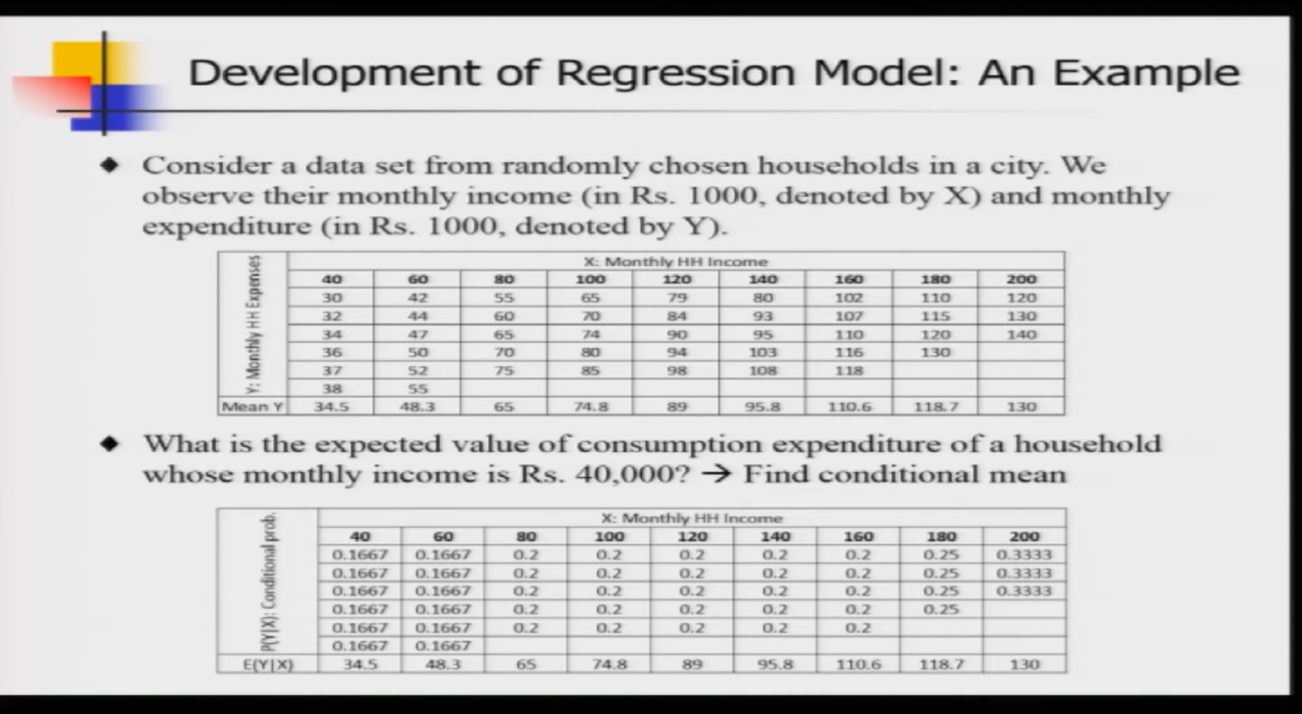So, from here for each column I can calculate the sample mean of y. So, basically we can calculate the y bar from the sample, but note that these are for all given x's. So, for example for the column 40 if you calculate the sample mean for y, then you get 34.5. So, now an interesting question could be asked: what is the expected value of consumption expenditure of a household whose monthly income is some number in the table, say 40,000 or 60,000 or 200,000? So, how would you answer?